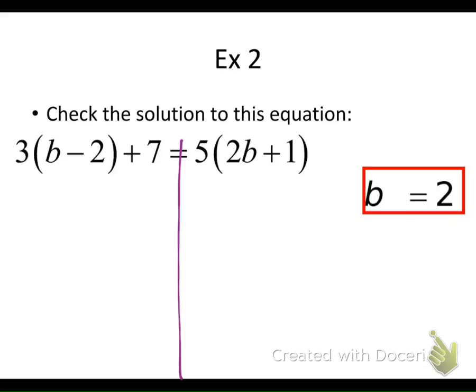Now, there's 2 ways in which you can choose to do this. You can work both sides at the same time, or you can work the left side first, then the right side. I like to work one side, then the other. But it's going to be up to you. You all right? Okay.